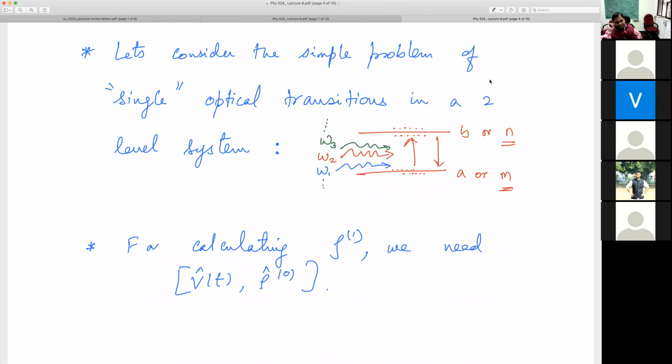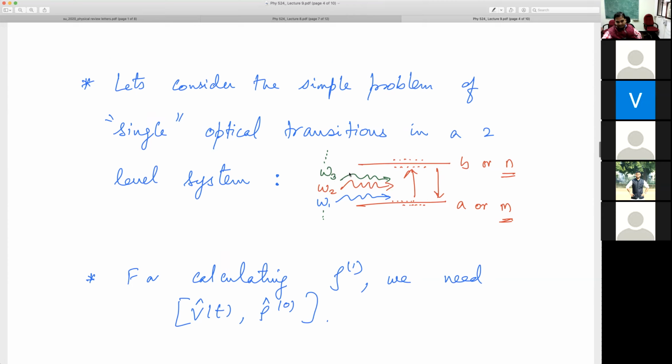Order one, meaning single optical transitions in a two level system for now. In the wave function picture, we had the ground state as A and the excited state as B. Here we can write them as M and N, just to bring it to Blöch notation. And I can have more than one frequency of light incident on it, omega 1, omega 2, omega 3, different frequencies indicated by different colors. In fact, I can have more.